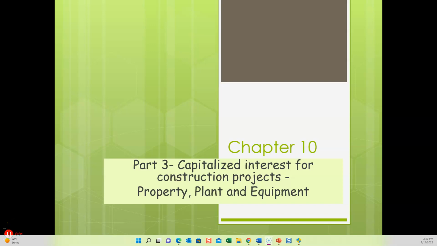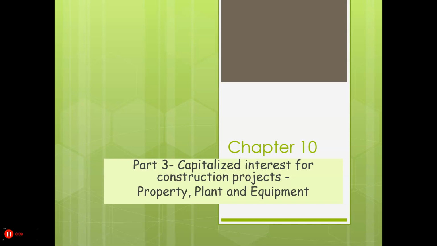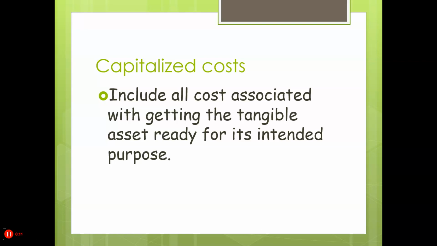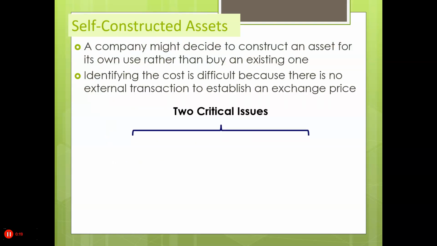Chapter 10, Part 3, we're going to look at capitalized interest for construction projects for property, plant, and equipment. Now, capitalized costs include all costs associated with getting the tangible asset ready for its intended purpose, and this includes interest. So, a company might decide to construct an asset for its own use rather than buy an existing one.